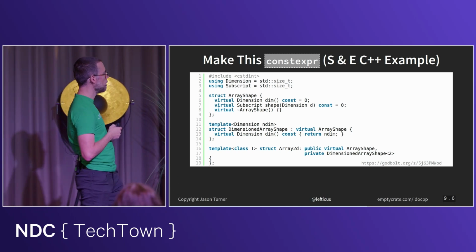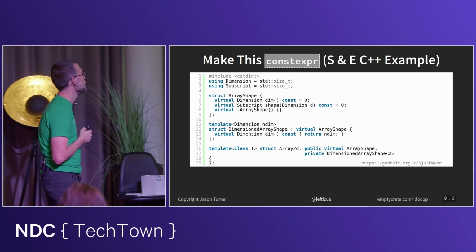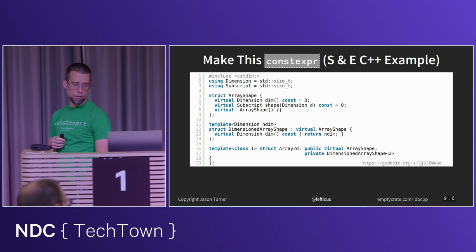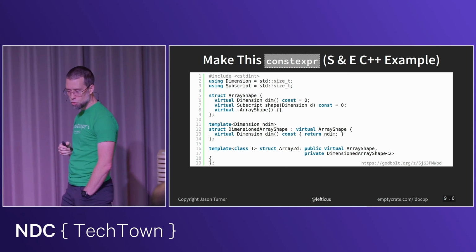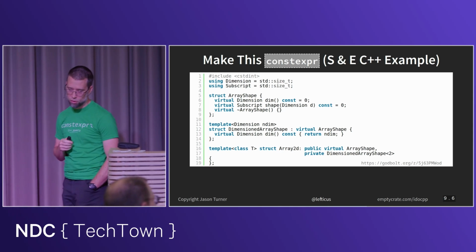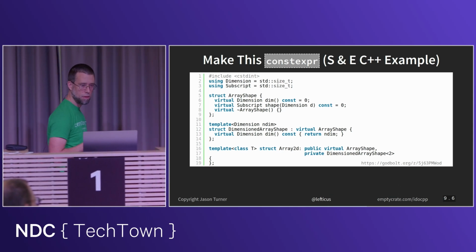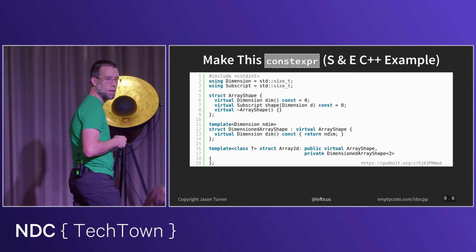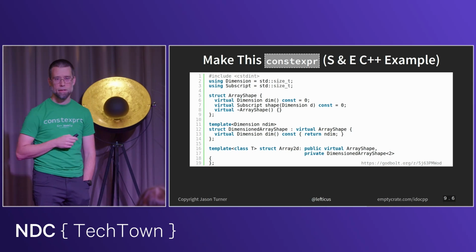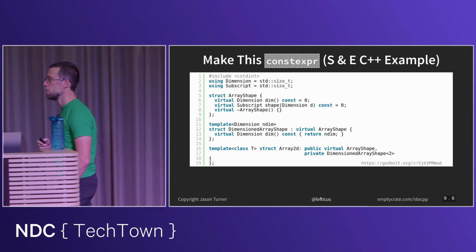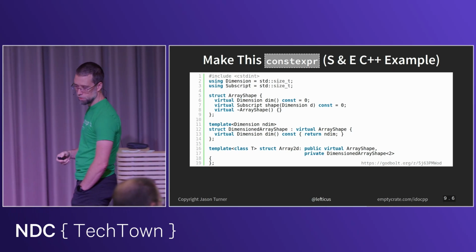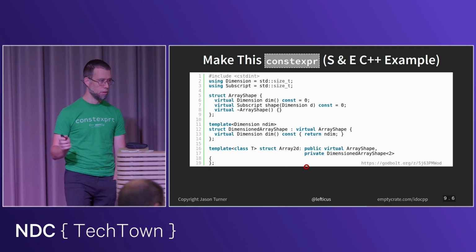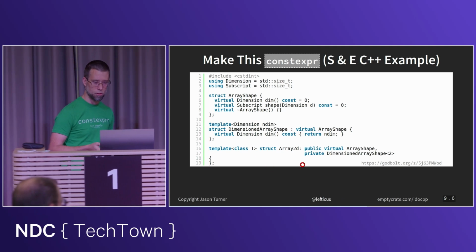This is also from Scientific and Engineering C++. This is their array shape struct. Virtual member functions, virtual destructor, and then some inheritance going on. Why not? I cannot make this constexpr because I have virtual inheritance. I have a virtual base class.